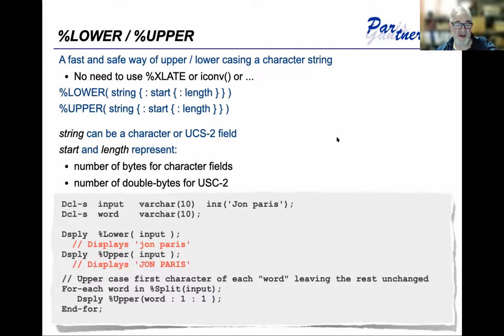All right, %lower and %upper: a fast and safe way of upper or lowercasing a string. Most people have their own flavor of some kind of xlate routine, or they've used iconv or whatever. But to me, I like handing off the responsibility to RPG. I really don't want to have to worry about it with xlate, for example. I know an awful lot of people whose xlate routines don't work if somebody has an accented character in their name.